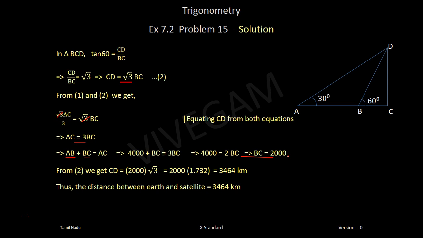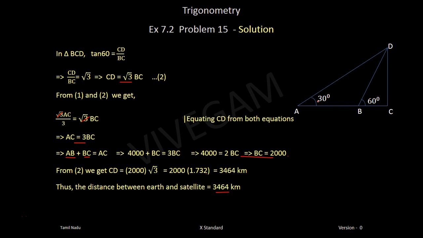Right? That's all. Once that is done, what are we asked to calculate? We are asked to calculate CD, and CD is root 3 BC. So CD is 2000 into root 3. That is 2000 into 1.732. So that is 3464 kilometers. You got it?